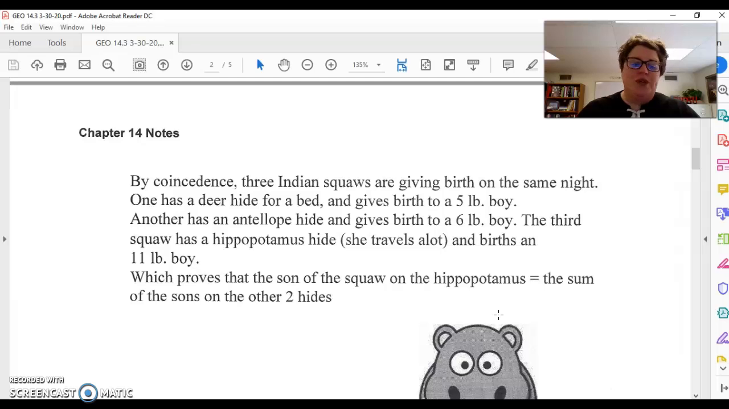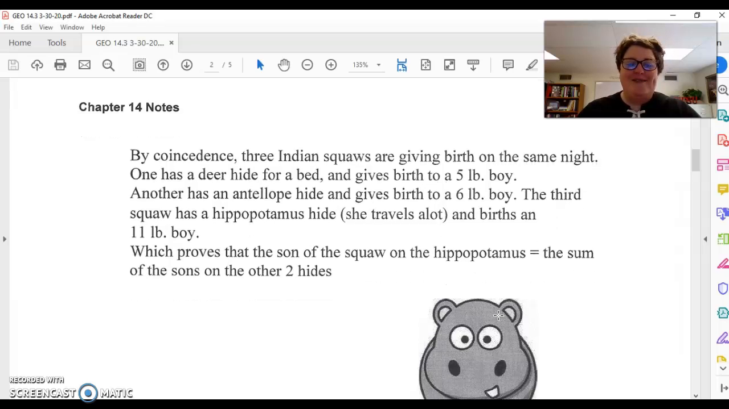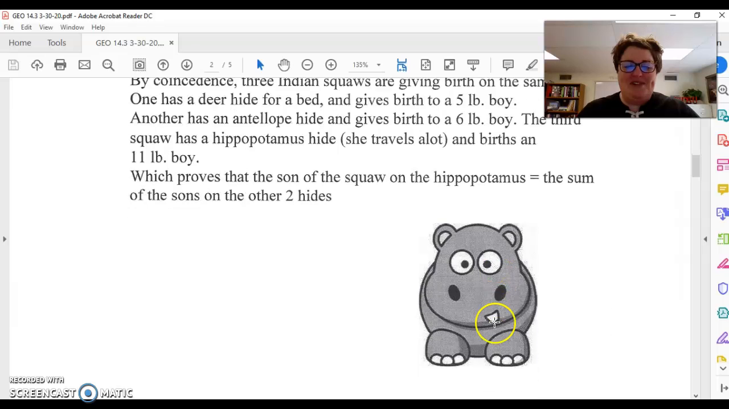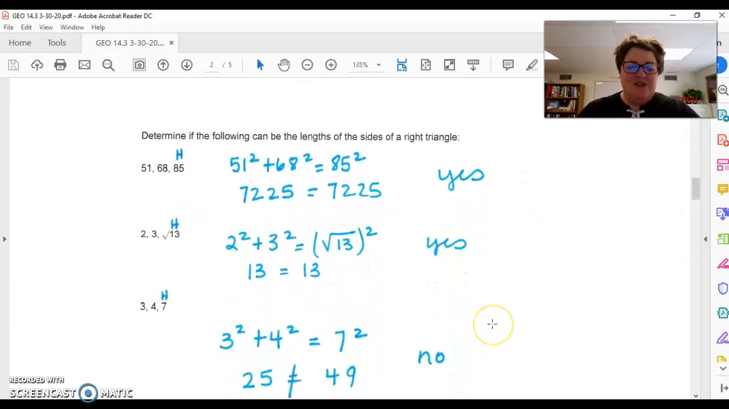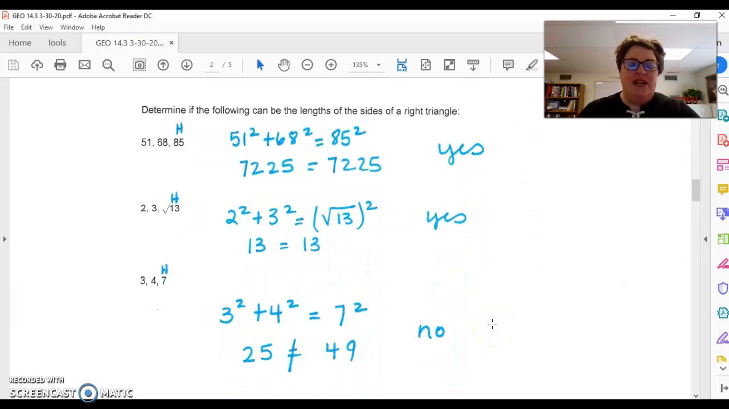Okay, just kind of a story for you here. It's kind of fun to read about the Pythagorean theorem. So the first thing we want to look at is determining if the following can be lengths of the sides of a right triangle. If you have three lengths, you can put them into the Pythagorean theorem and know if it's a right triangle. Your largest one should be your c. So you have a squared plus b squared is equal to c squared, and that should be equal. If it is equal, then yes, you do have a right triangle. If it's not equal, then no. And you will use this on your quiz today.